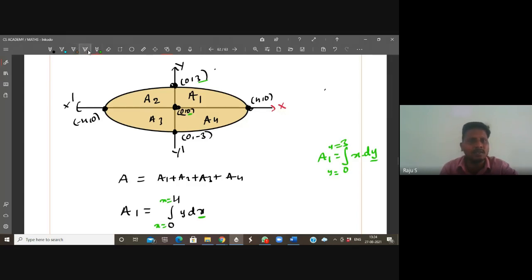Can anyone tell what is the answer here? If it is an objective question, the answer is directly pi a b. Pi into a. A means the length of the semi-major axis, here from origin to here, 4. What is b? Length of the semi-minor axis, 3. So this is 12 pi. So the total area of the ellipse is 12 pi. Pi AB is the total area.